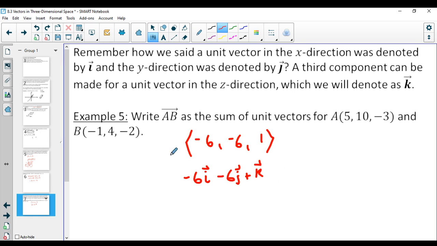That's all this one wants. Just wants this vector written in unit vectors. Right? So instead of in these brackets, it wants it in I's and J's and K's.